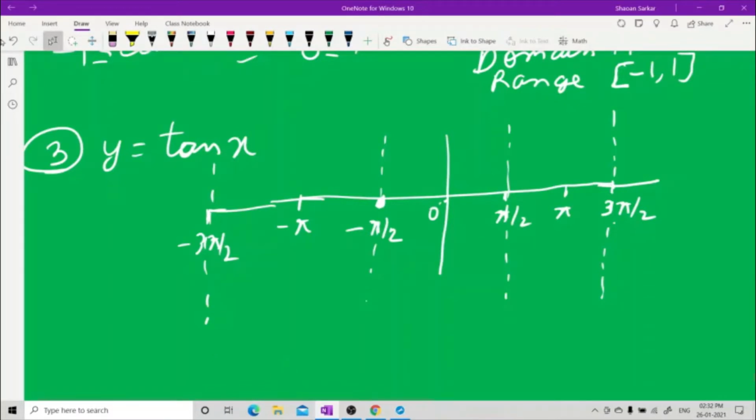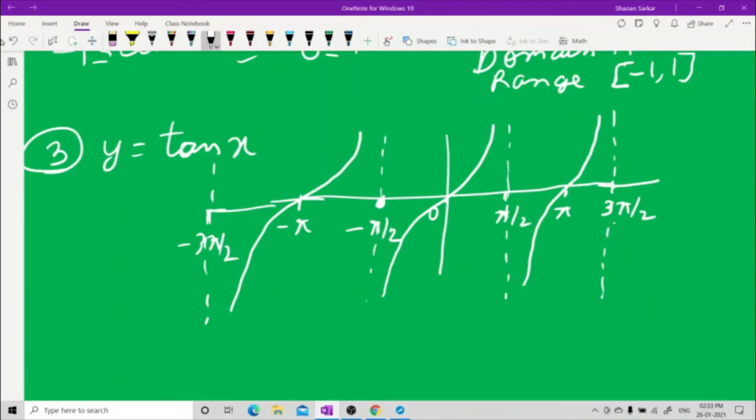The graph goes somewhat like this way. Similarly, for this, it is this way. Similarly, for this, it is this way. This way, the tan graph behaves.